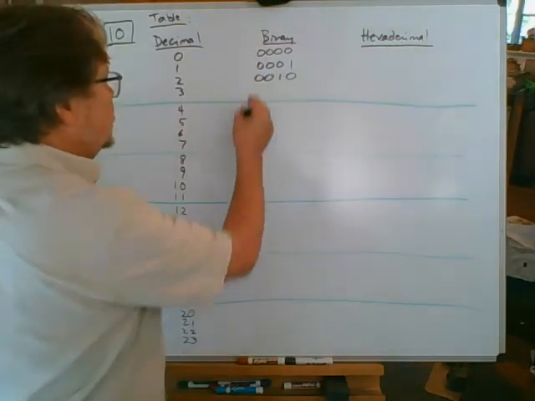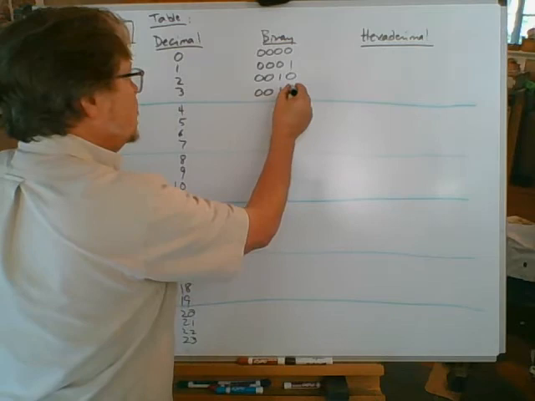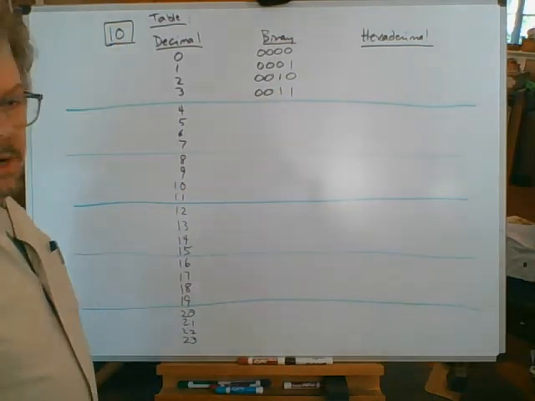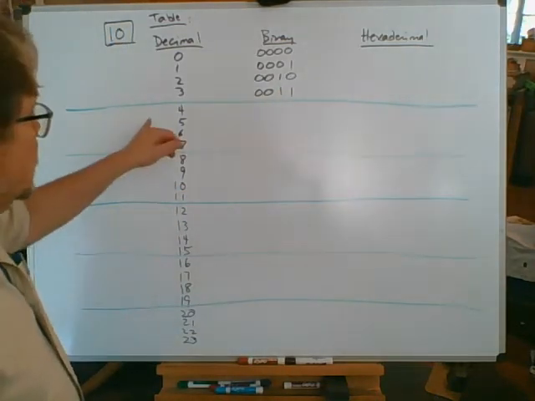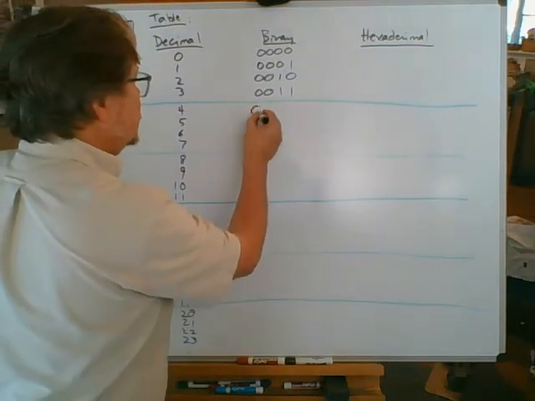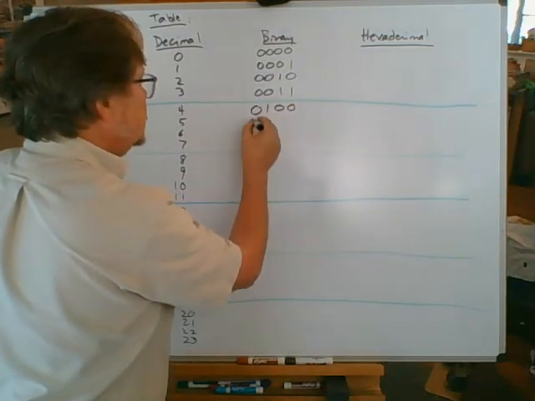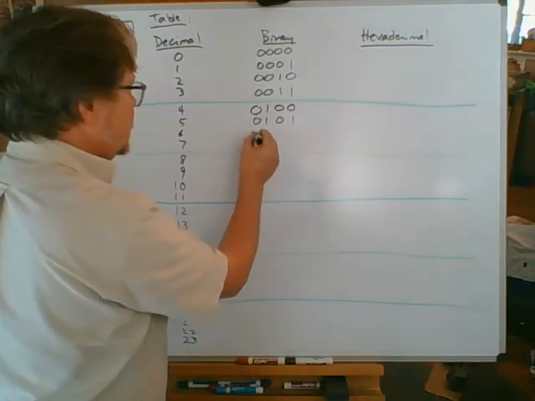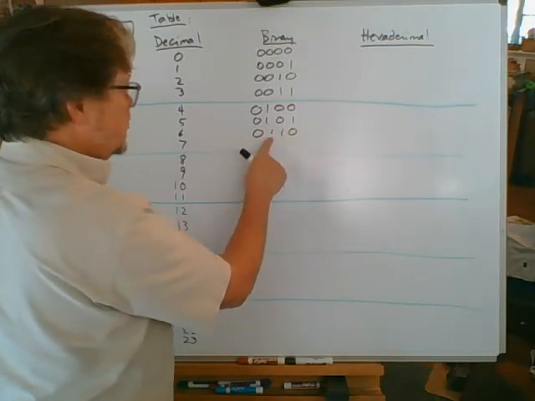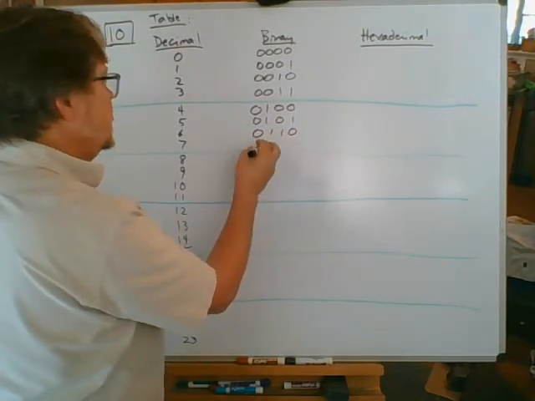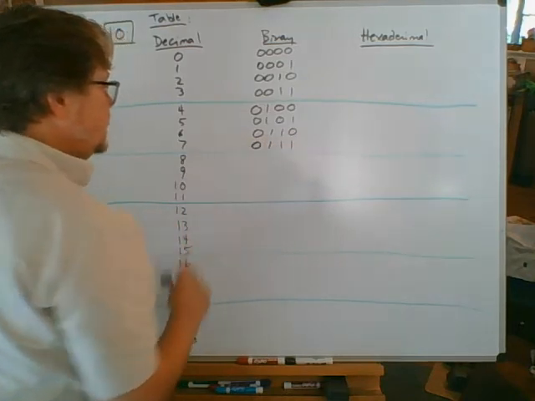What about 3? Well, it looks like an 11 because that's a 1 in 2's place and a 1 in 1's place. 4, we have to go over to the next place value. 0, 1, 0, 0. 0, 1, 0, 1 is 5. 0, 1, 1, 0. That's a 4 and a 2 equals 6. And 0, 1, 1, 1. That's a 7.